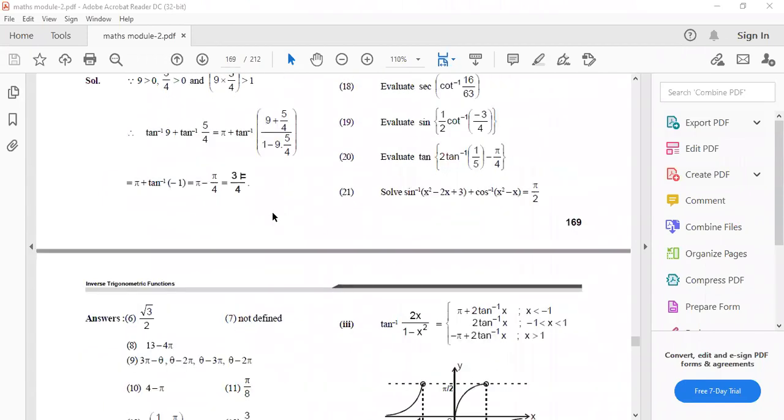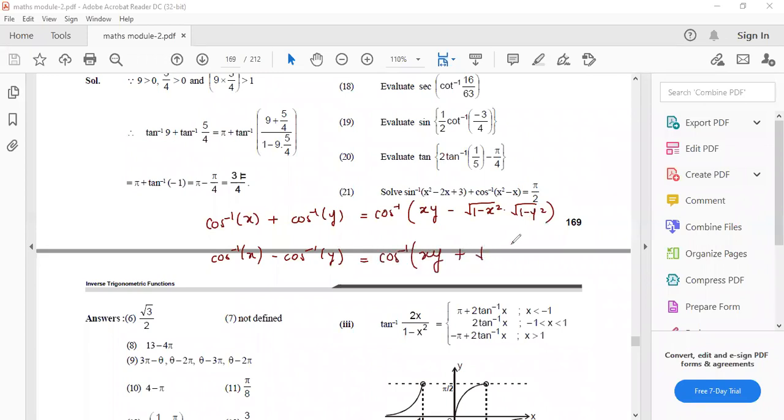Now I'll do one thing. I'll just write down those formulas. You please note them down. Cos inverse x plus cos inverse y and cos inverse x minus cos inverse y. It will be cos inverse of xy minus under root 1 minus x square into under root 1 minus y square. And this will be the same thing, xy plus under root 1 minus x square into under root 1 minus y square.